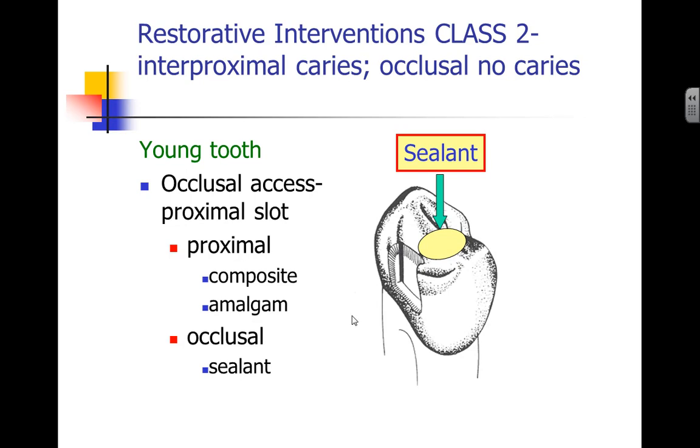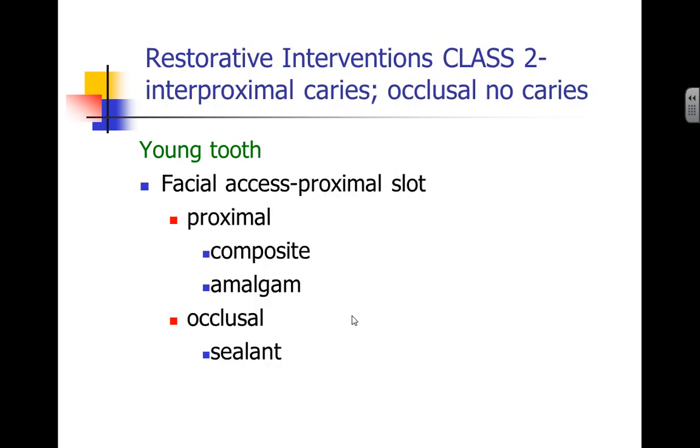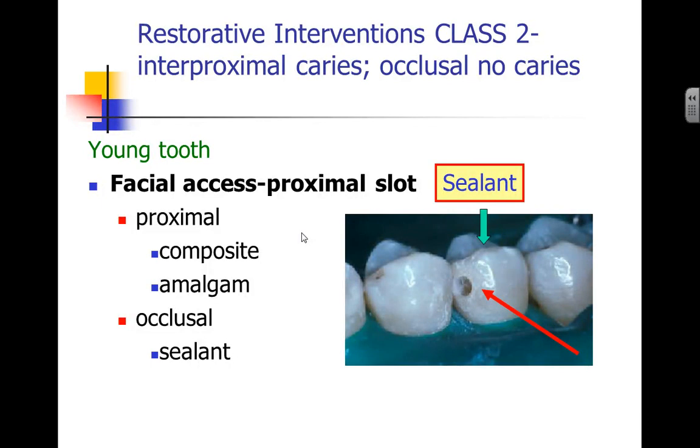Considerations toward the use of amalgam or composite resin for this young tooth. We can consider facial access preparations, and I'll show you later what those look like. And here we're looking at a facial access. A sealant would be placed on the occlusal, and the preparation is just done with a facial access. It is still a class 2, but it would be considered a mesial facial in this instance.